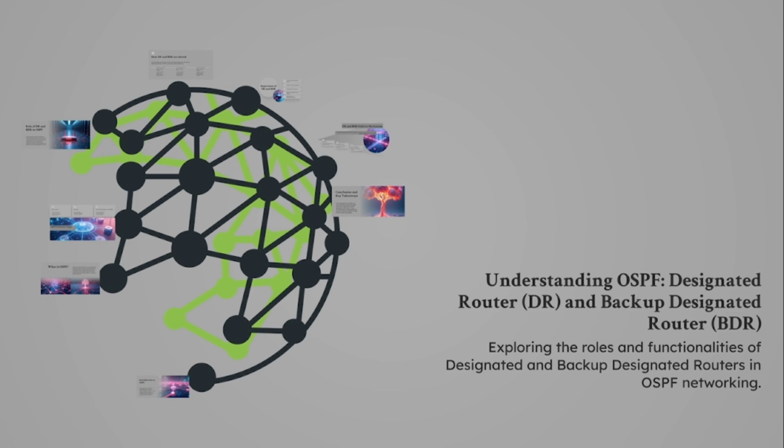It can be point to point, point to multipoint, a broadcast network, or non-broadcast multiple access. But in every network, there is a possibility of LSA flooding. Inside an area, all the routers exchange the LSAs and it creates a lot of traffic. So we must understand the process to eliminate this flooding. We will explore the roles and functionalities of the designated router and backup designated router in OSPF.